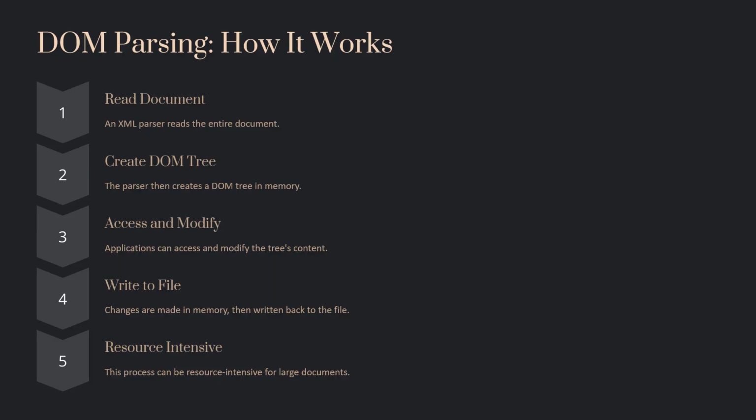Let's now look at how the DOM actually works when processing an XML file. This process is called DOM parsing and it happens in 5 main steps. First, an XML parser reads the entire document. This is done from top to bottom, capturing all the tags, attributes, and text. Next, the parser constructs a DOM tree in memory. Every element becomes a node in this tree, forming a structured and searchable model.